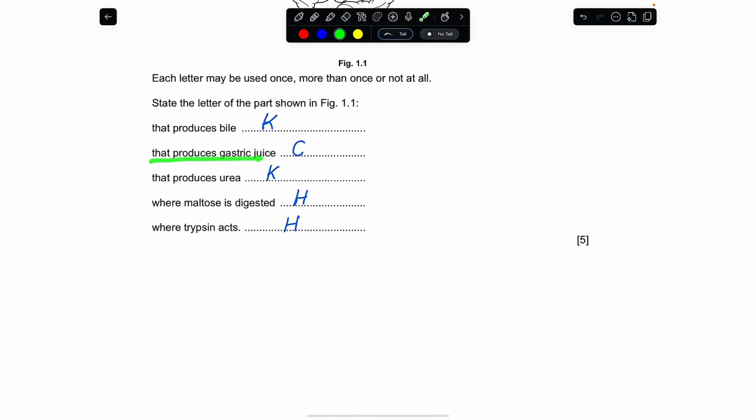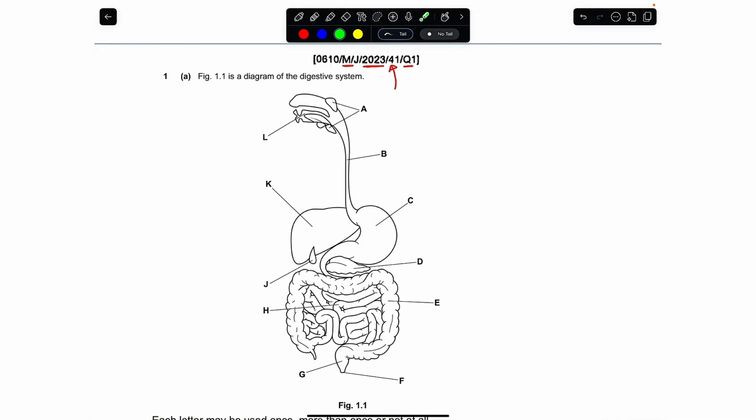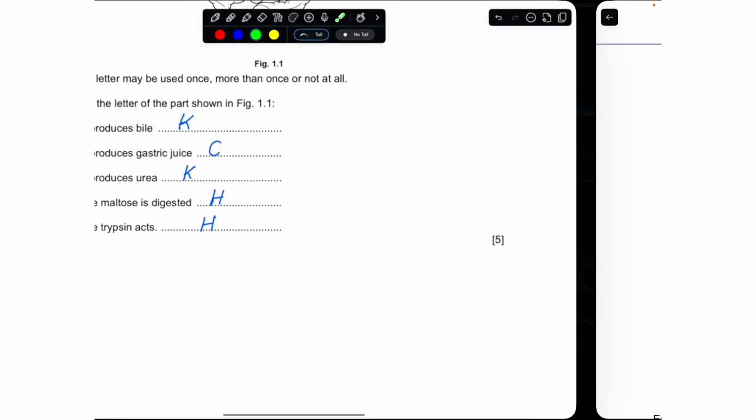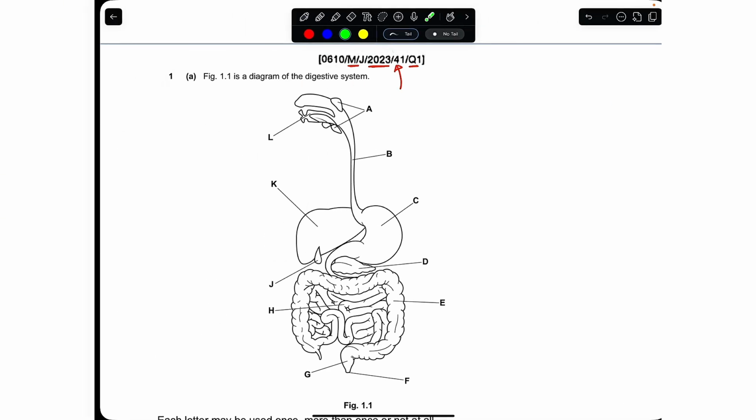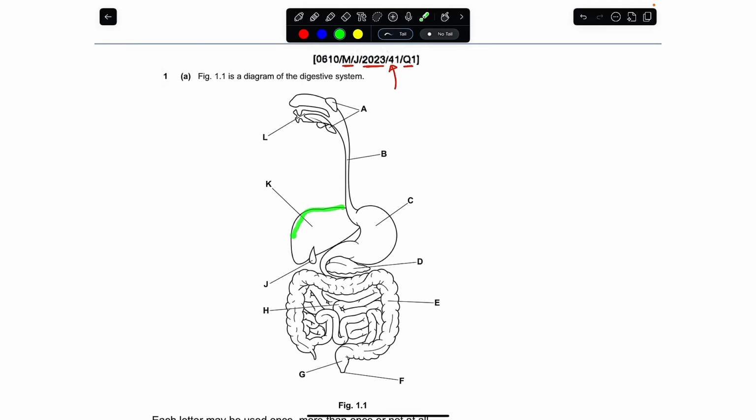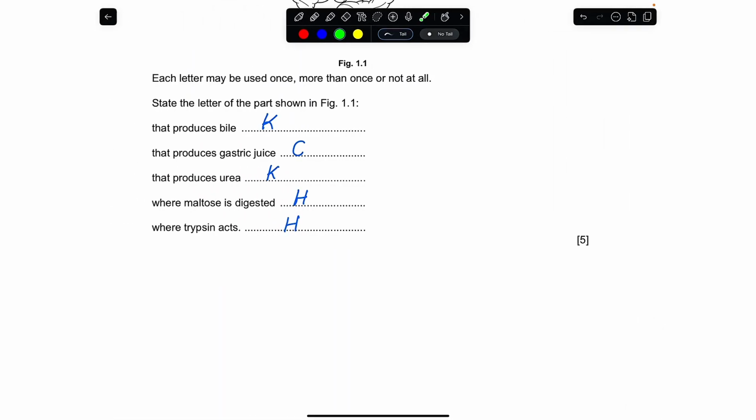That produces gastric juice. Wherever the word gastric comes, this means it is related to the stomach, and the letter we have here is C, which is the stomach. But since we have to write the letter, I'm not writing the name of the organ but the letter. And they say that produces urea. Urea, although excreted in the urine, is produced within the liver, which is the letter K, by the deamination process. So here K comes again, where maltose is digested.